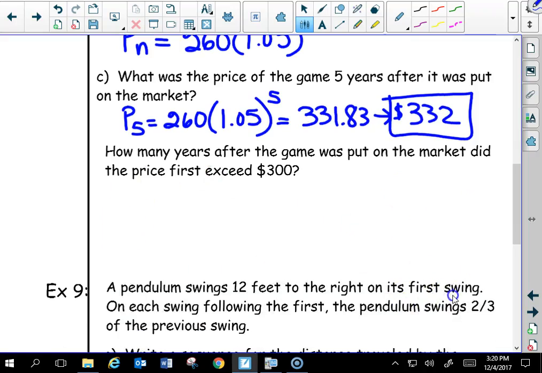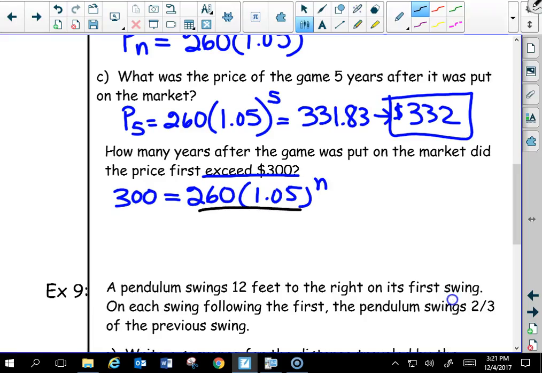How many years after the game was put on the market did the price first exceed $300? So this is kind of important because it'll show that we have to go up 1. But let's do the math. We want to know when the price exceeds $300 from our equation. So we're solving for n, the number of years. Remember, we're solving an exponential equation. We're going to use a logarithm. First thing we're going to do is divide and get that exponent all by itself.